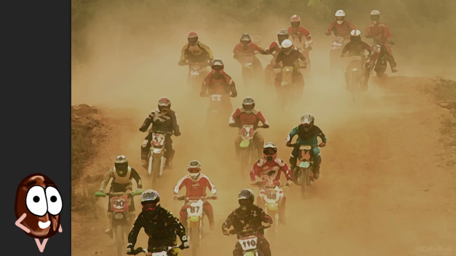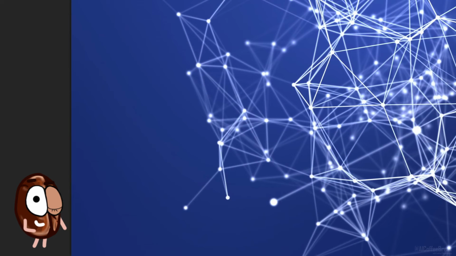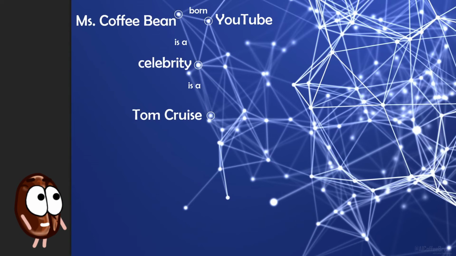Another more semantic graph representation of an image can be in terms of the scene graph, where objects and entities are nodes connected by the relation in the image. One more example and we finally get to graph neural networks. In NLP, people are interested in the knowledge graphs comprising facts about the world, like these true facts here.